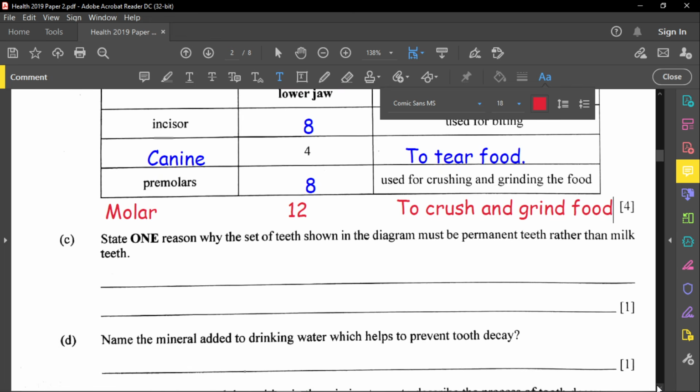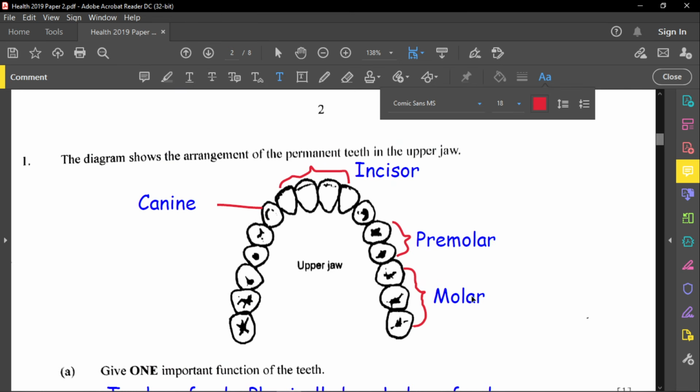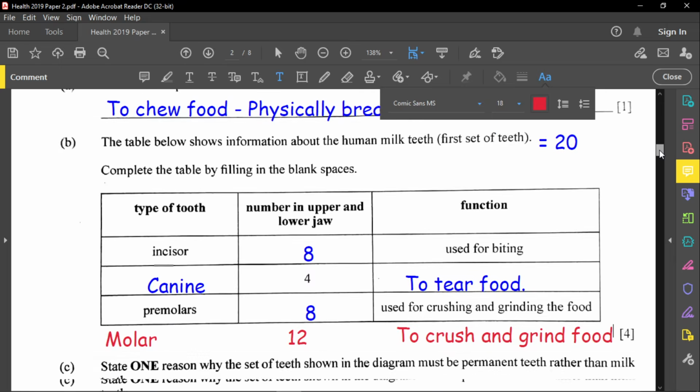All right, so let's go to the next question right here, and it's part C of this question. It says, state one reason why the set of teeth shown in the diagram must be permanent teeth rather than milk teeth. Again, I go back to the diagram just to show you what is happening here. Notice we have the molar, right? So once the molar are there, then you know that it is permanent teeth.